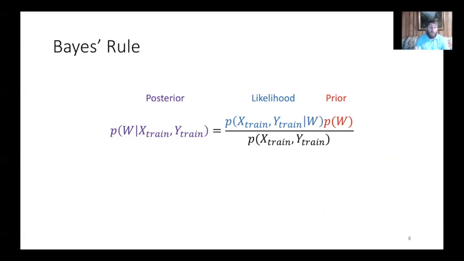To do so, we look at Bayes' rule, which says that the probability of your parameters given your training data is equal to the probability of your training data given your parameters times the probability of your parameters given your prior, divided by the probability of your training data.